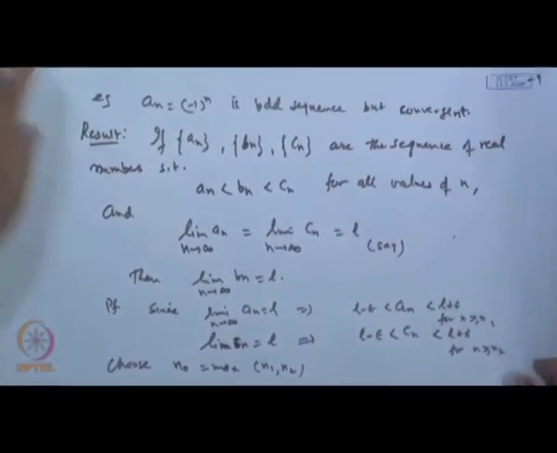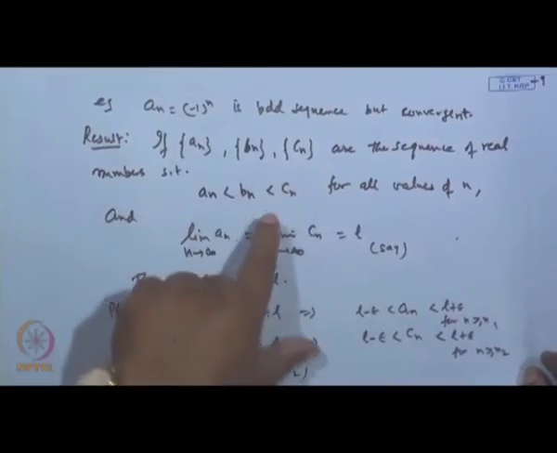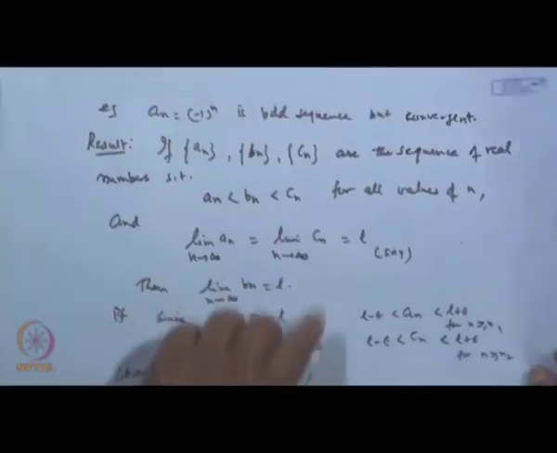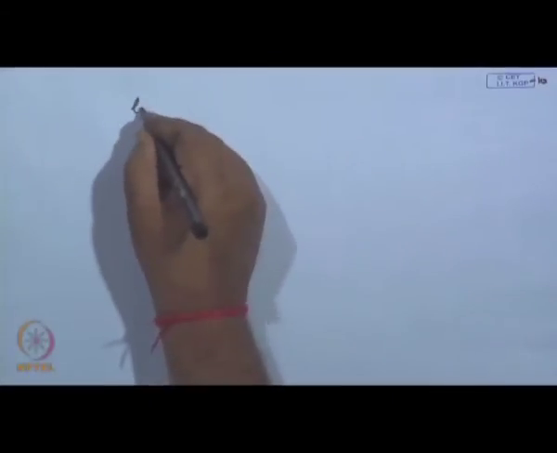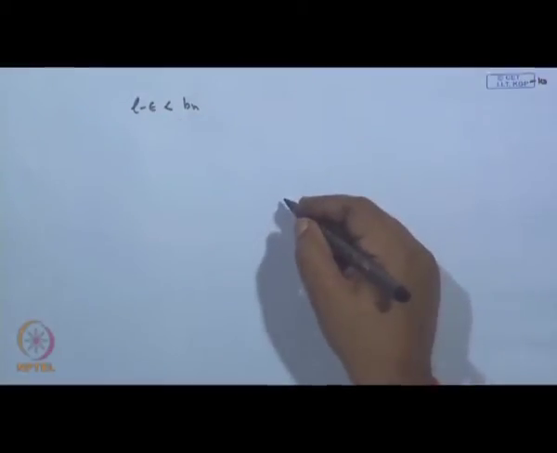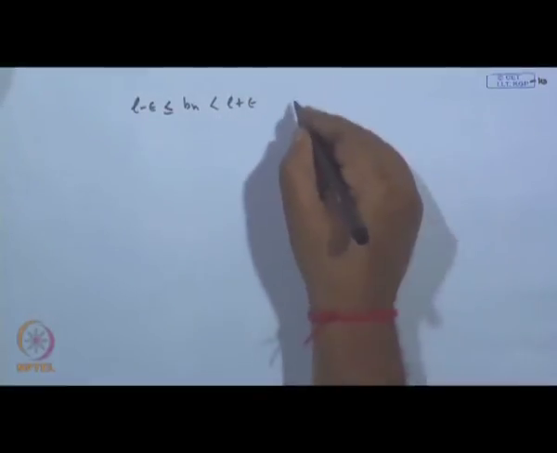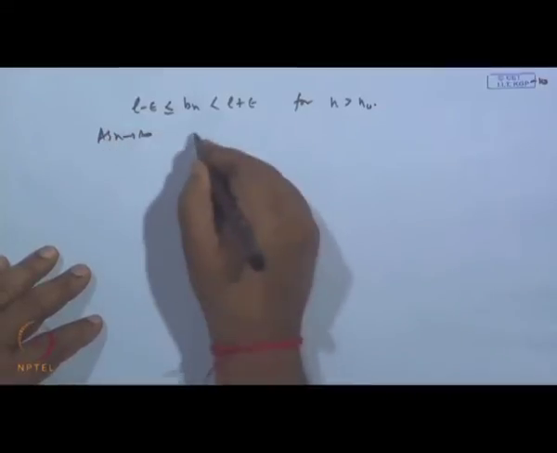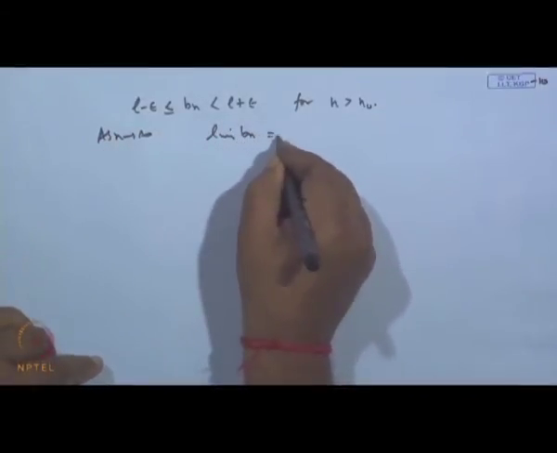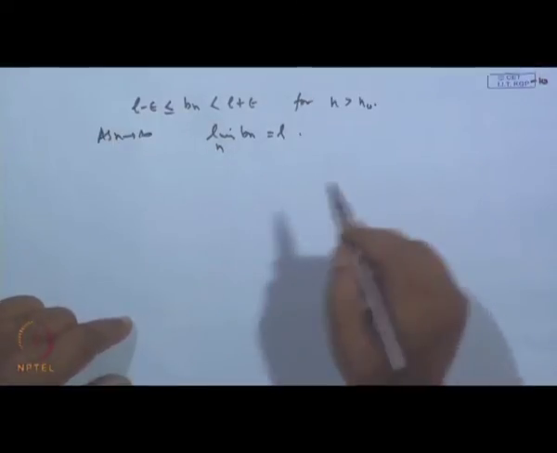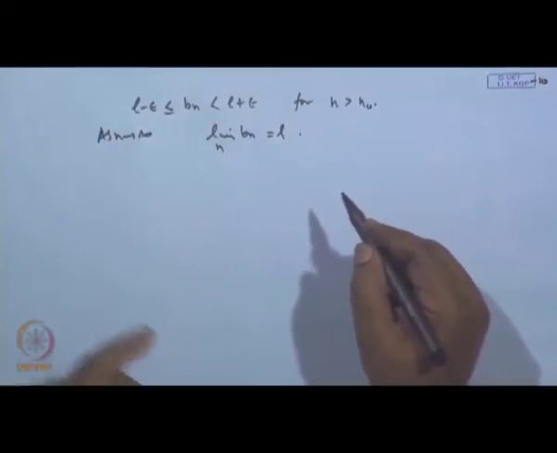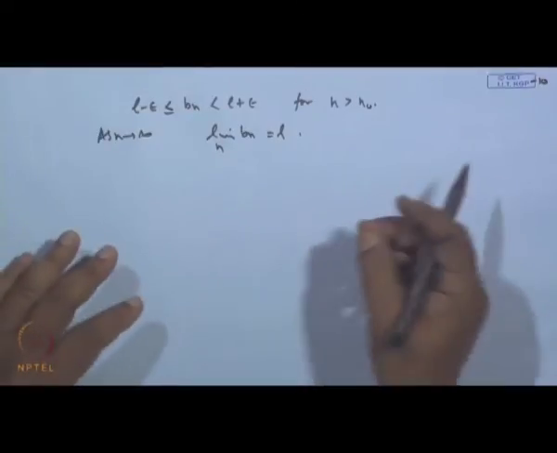So, we get from here A n and C n, and B n is the number lying between A n and C n. So, we can say L minus epsilon is less than or equal to B n, less than or equal to L plus epsilon, for all n greater than n naught. Is it not clear? So, as n tends to infinity, the limit of B n will go to L. Now, this is used to find the limit of a complicated expression.